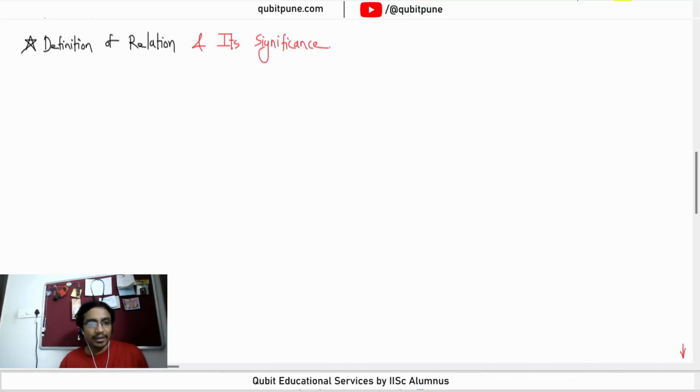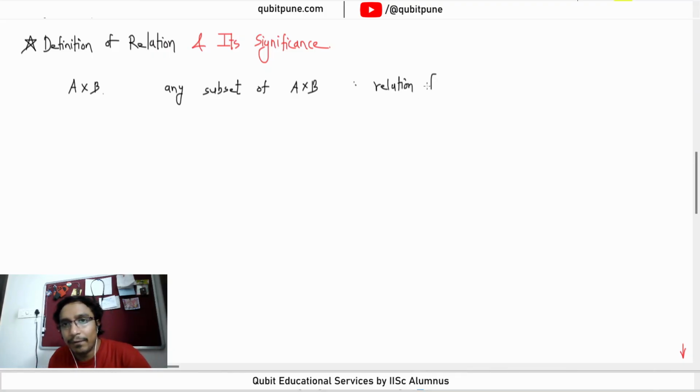How can we define a relation? We consider the Cartesian product of two sets only, A cross B. So any subset of A cross B is a relation from A to B. You might already know that any subset of A cross B is called a relation from A to B.